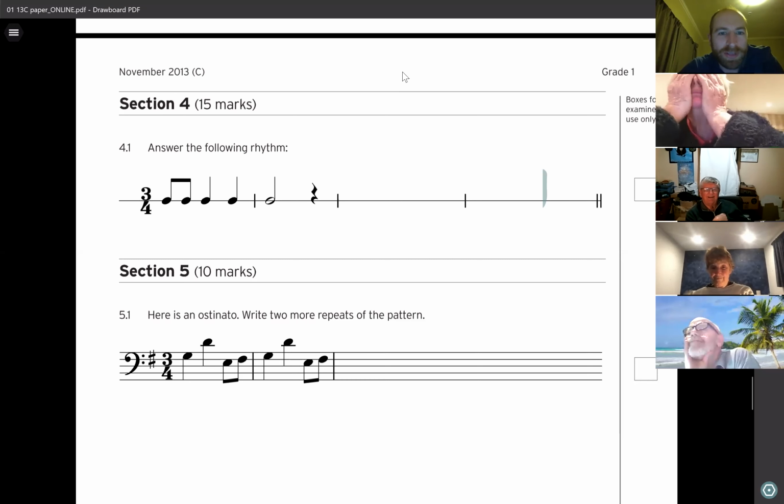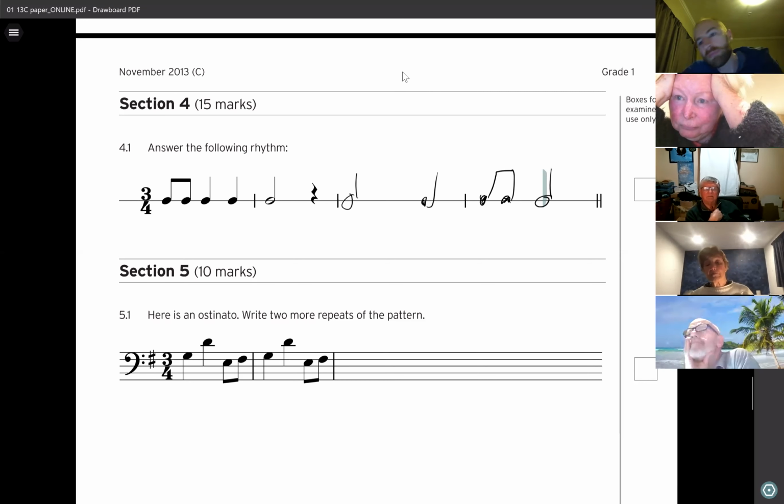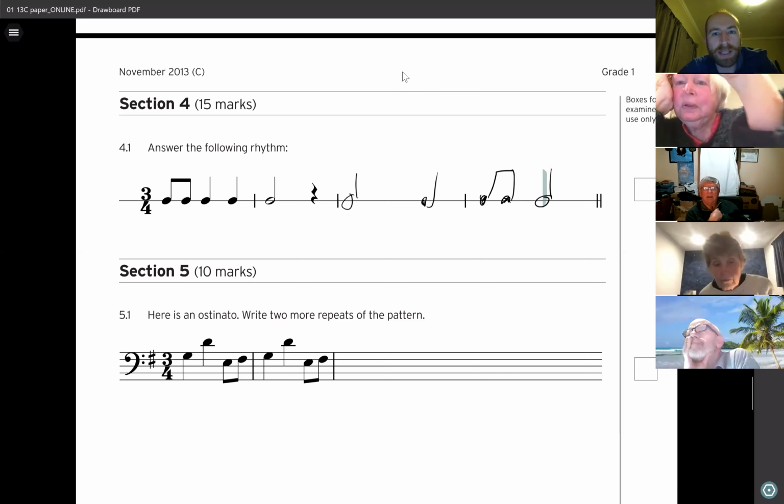Anyway, so yes, you could come up with, I might do da da da da da da da da da. Also an acceptable answer, as long as you have 3 beats in each bar. Yep. You can do what you like.